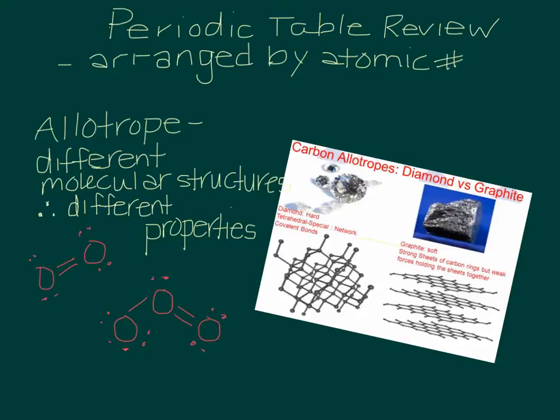Another one that you see here on the right is diamond versus graphite. Diamond is very hard and it has interlocking covalent bonds. It's considered a network solid, so the bonds are very, very strong. Graphite, on the other hand, is very soft, and that's because it's arranged in sheets. The carbon bonds within the sheets are very strong, but the bonds between various sheets are weak.